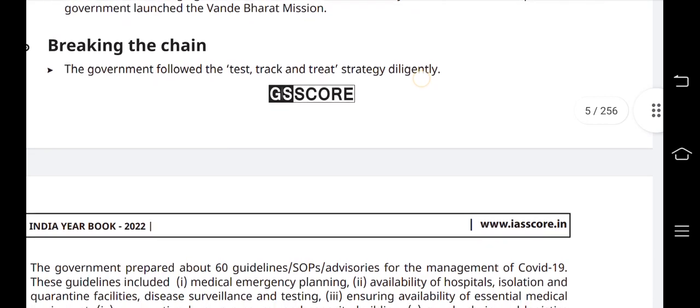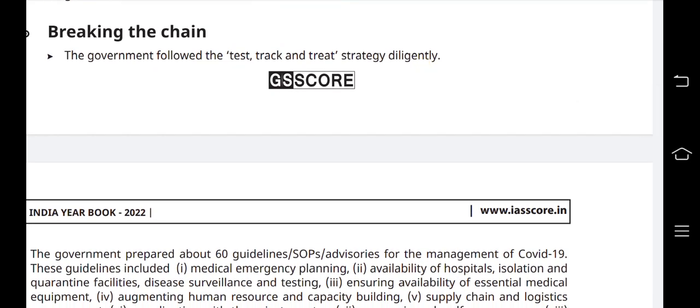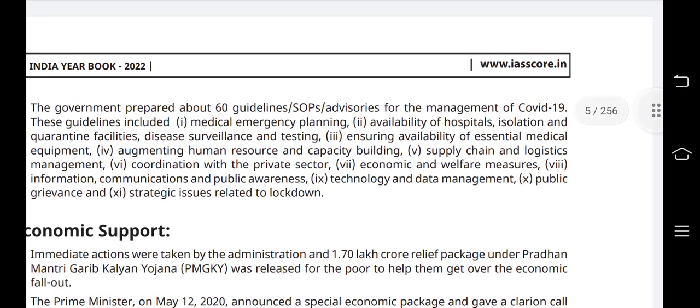Breaking the chain. The government followed the test, track, and treat strategy diligently. The government prepared about 60 guidelines, SOPs or advisories for the management of COVID-19. These guidelines included: first, medical emergency planning; second, availability of hospitals, isolation and quarantine facilities, disease surveillance and testing; third, ensuring availability of essential medical equipment; fourth, augmenting human resource and capacity building; fifth, supply chain and logistic management; sixth, coordination with the private sector; seventh, economic and welfare measures; eighth, information communication and public awareness; ninth, technology and data management; 10th, public grievance; 11th, strategic issues related to the lockdown.